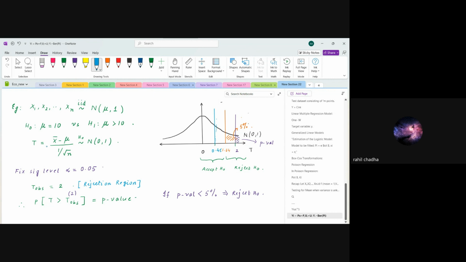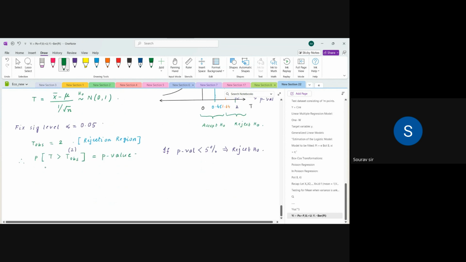For example, the test statistic is 0.45 and we get a p-value of like 0.33. How will you calculate the p-value? If your observed test statistic is 0.45, then for this observation, what will the p-value be? It is the probability that t is greater than 0.45.